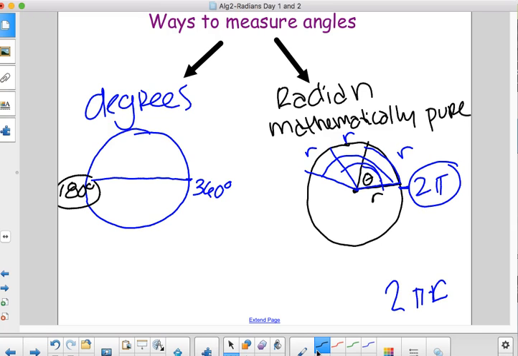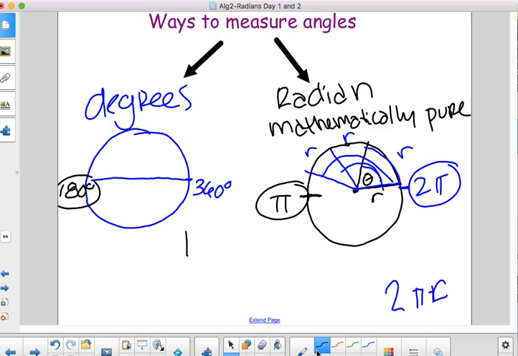2 pi radians is all the way around. So then what's halfway around? Pi. So that's exact. Pi is a number, so about pi radiuses fit on the outside. We leave it in terms of pi because then it's exact.